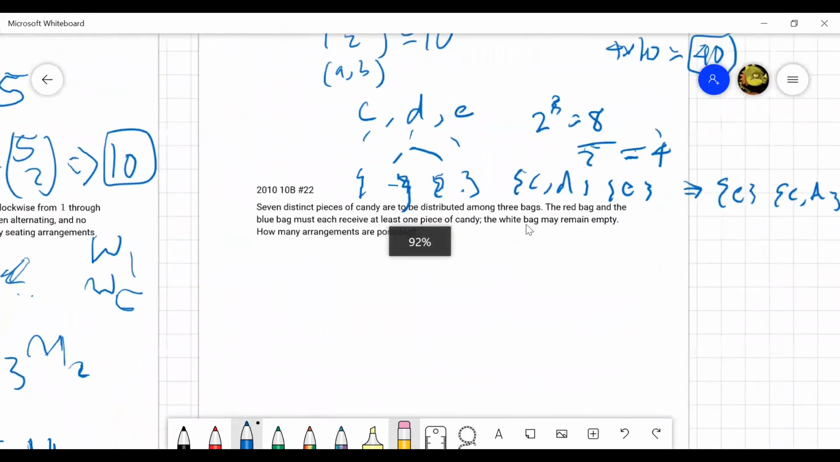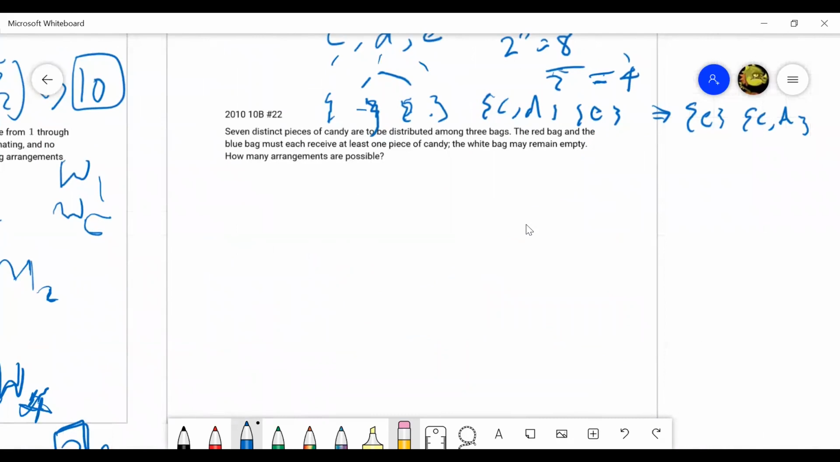All right, so next we have this one. 17 pieces of candy are to be distributed among 3 bags. The red bag and blue bag must each receive at least 1 piece, and the white bag may remain empty. How many arrangements are possible?